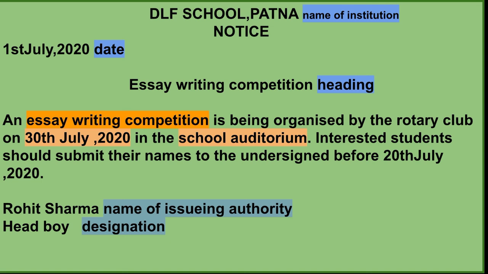And then you have to start the notice, like an essay writing competition is being organized by Rotary Club on 30th July 2020 in the school auditorium. Interested student should submit their names to the undersigned before 20th July 2020. So here, what is the event? That is, event is essay writing competition. Then when it is taking place, that is 30th July. That's why I have highlighted these words. Then where it is taking place, where it is organized, that is school auditorium.